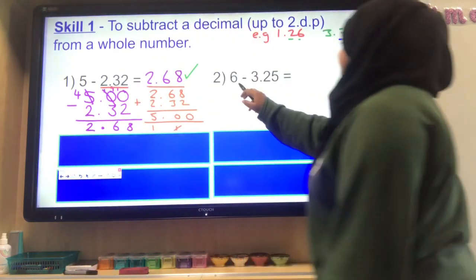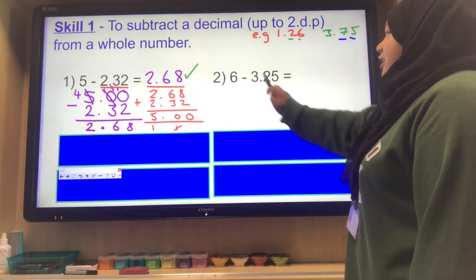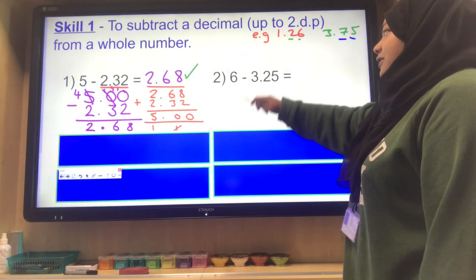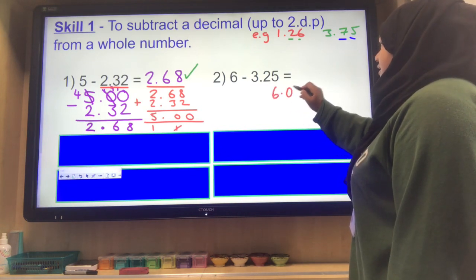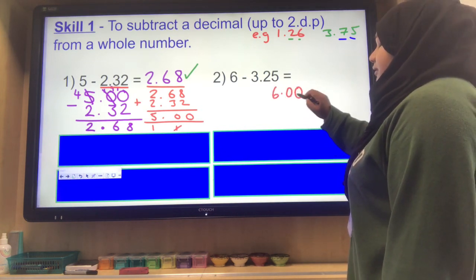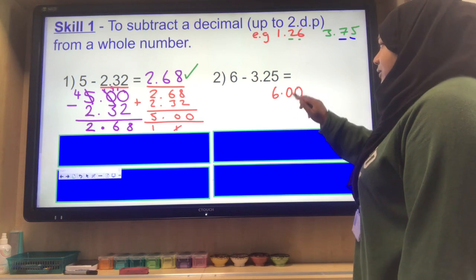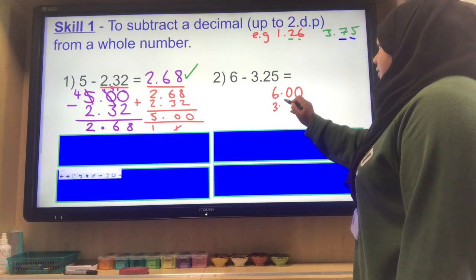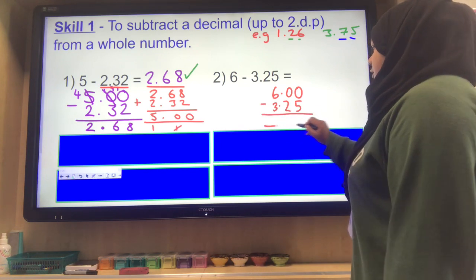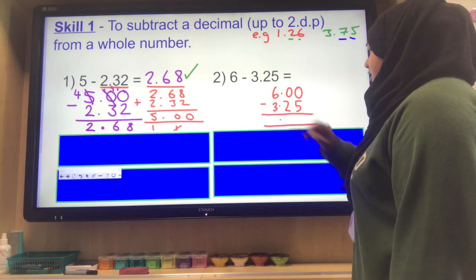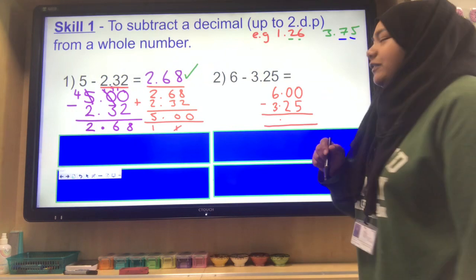Right, so I've got 6 subtract 3.25. I know that 6 is greater than 3.25, so the 6 needs to be on top. So I'm going to go with 6.00. So I've got my decimal point with the placeholders, so 2 placeholders there. Subtract 3.25. Put my subtraction. I always put in my decimal point before I do the calculation, because then I know I won't forget.